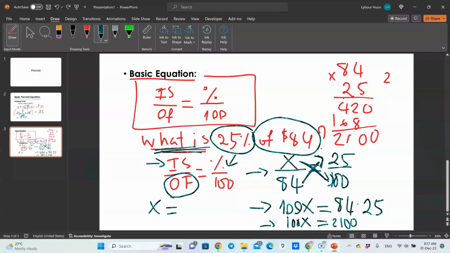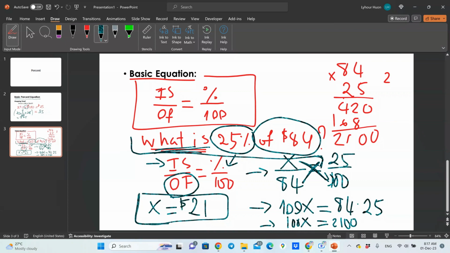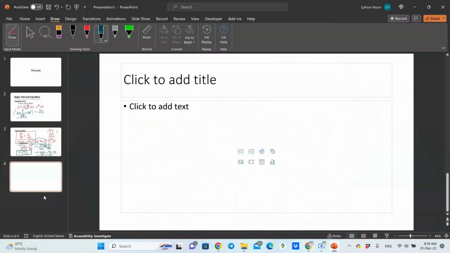21. Yes, 21. What do you think about the units? Now x equals 21, but what should be the unit of x? Percent? Look at the question: what is 25% of 84 dollars? So x is $21. Okay, now we have a little idea, so let's do one more, and then we can get familiar with that.